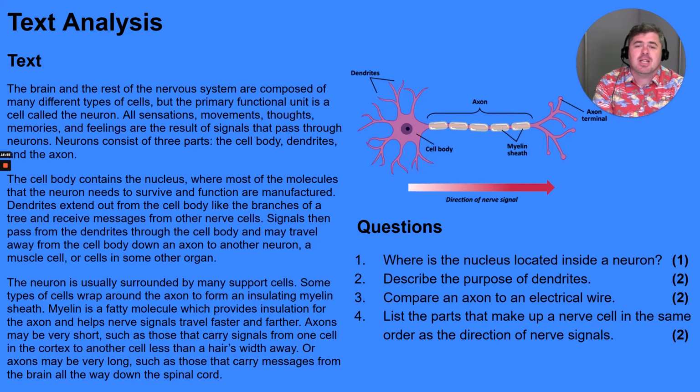Alright, text analysis. Now, this is a pretty big chunk of text, alright? All it's asking for you is to read through the text and answer some questions. Easy. So, question 1. Where is the nucleus located inside a neuron? 1 mark. Question 2. Describe the purpose of dendrites. 2 marks. Question 3. Compare an axon to an electrical wire. 2 marks. Question 4. List the parts that make up a nerve cell in the same order as the direction of nerve signals. 2 marks.